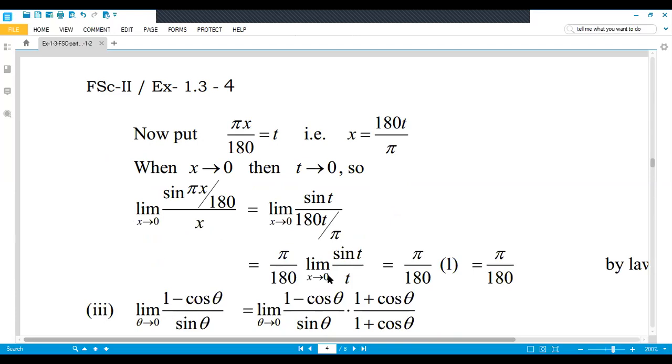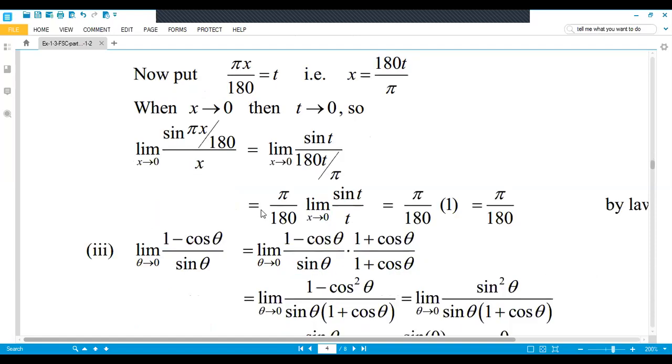Limit x approaches 0, sin t over t. By the law of sine, this limit is equal to 1, so we get pi times 1 over 180. When we apply the law of sine, we write it here, and after that you put this 1 and you get the answer. Now come to the third part.